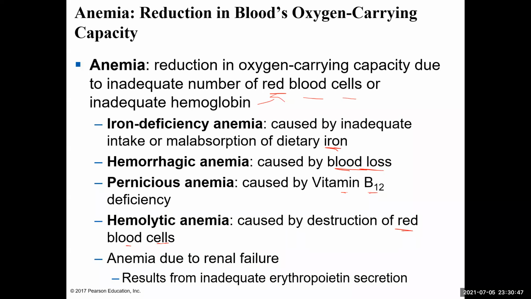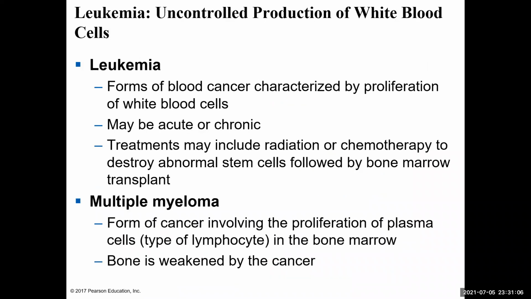And you also can have anemia due to renal failure. And so renal failure is where your kidneys aren't functioning properly. They're not secreting that EPO hormone, and your body's not making enough red blood cells as a result of that kind of reduced concentration of EPO.